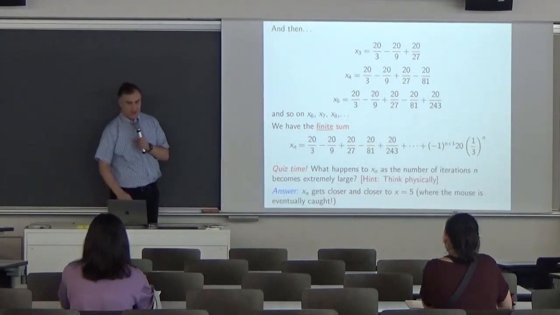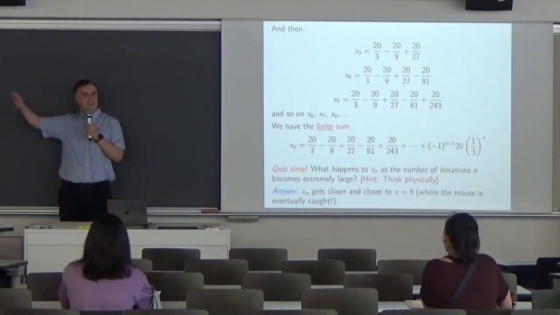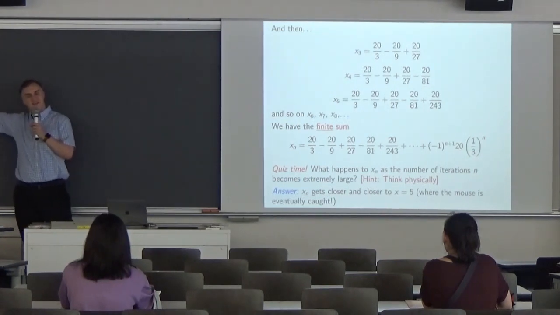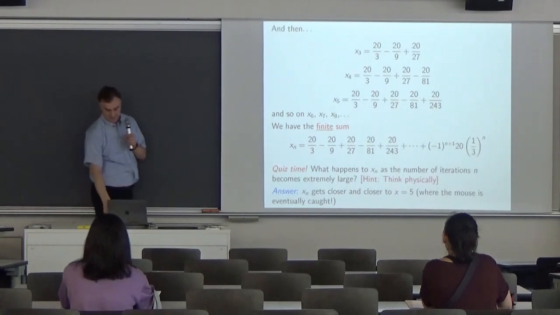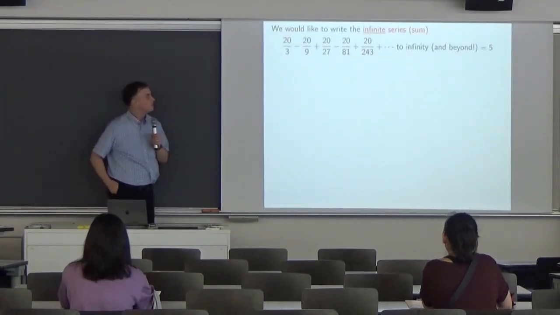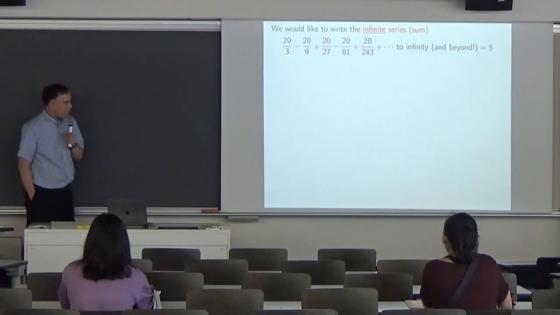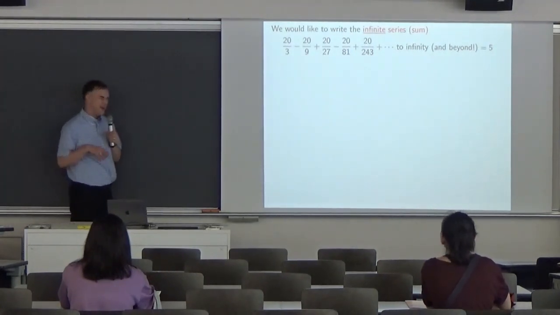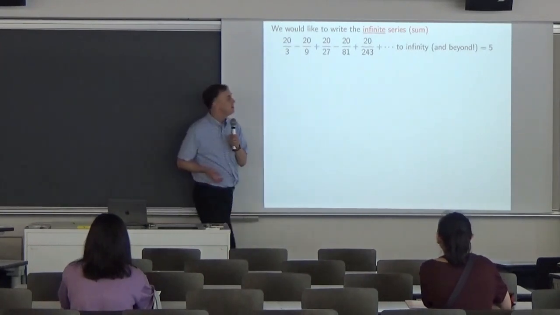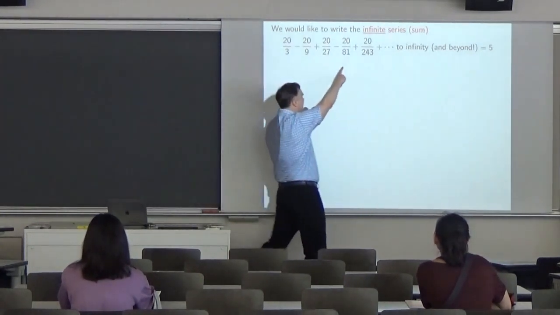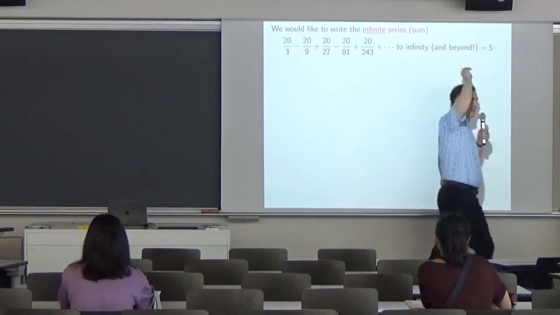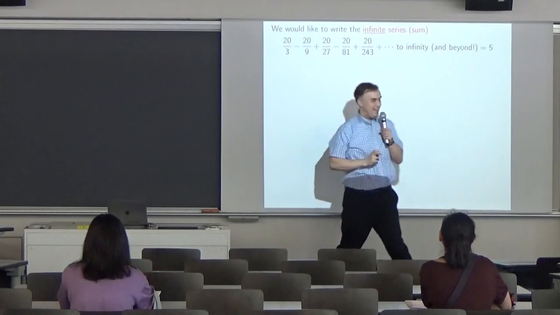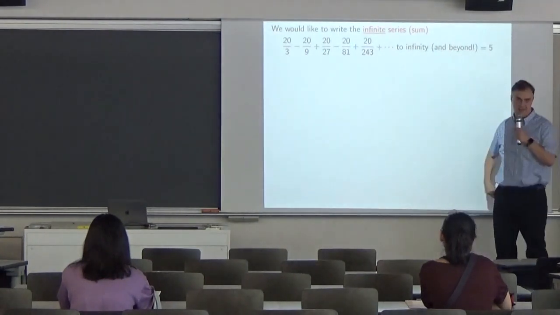So again, this is where infinity is coming into the problem. We get larger and larger values of n, but we can't actually get to infinity. We just keep getting larger and larger. So what we'd like to do is to replace that finite sum by an infinite sum, or what we call an infinite series, which is these values going out to basically infinity, just to keep going and going and going. And we'd like that to equal the value 5.